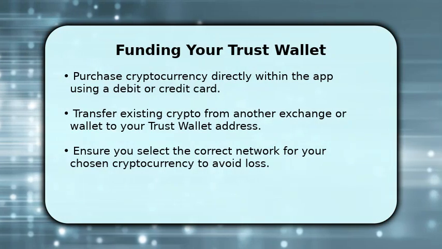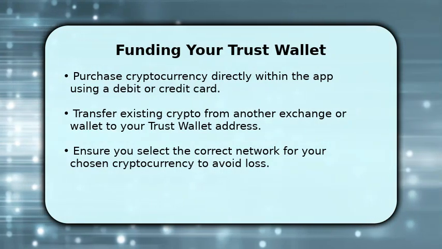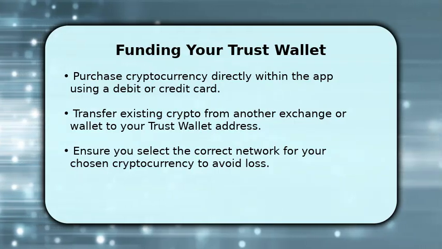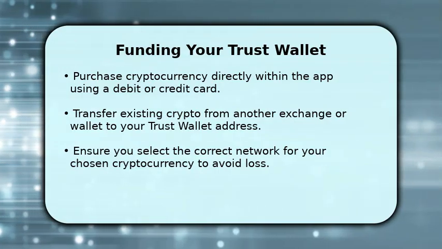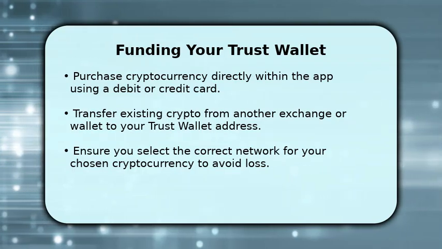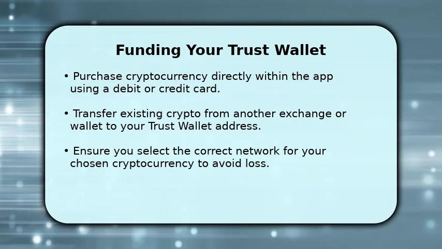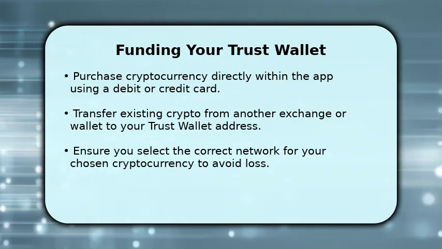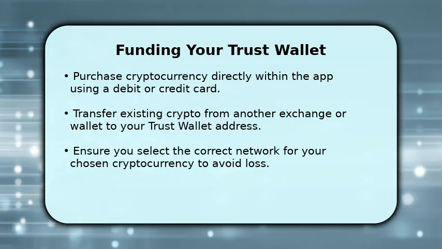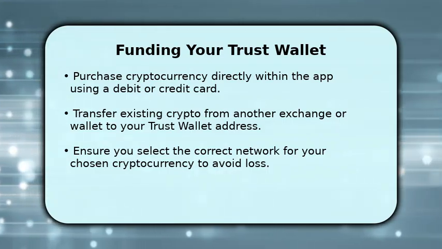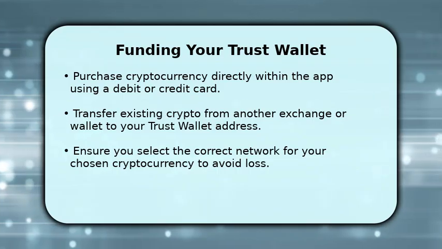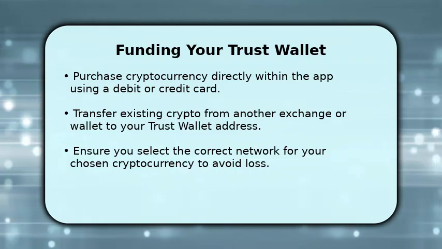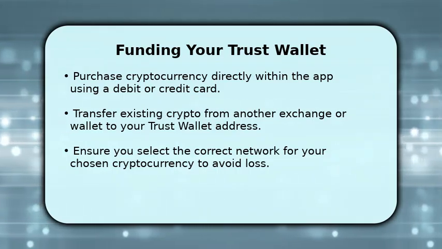Once your wallet is set up, you will need to fund it. You can easily purchase cryptocurrency directly within the app using a debit or credit card, with transactions often completing in minutes. Alternatively, you can transfer existing crypto from another exchange or wallet. Always double-check that you are sending funds to the correct Trust Wallet address and selecting the appropriate network to prevent any loss of assets. Trust Wallet supports over 1 million assets.